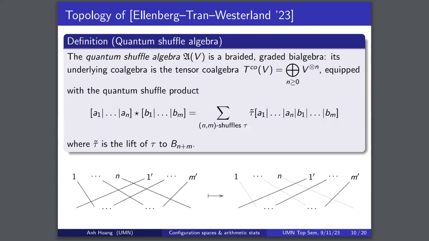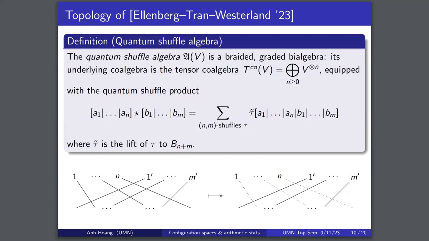Okay. Now, given this representation, we can also define an algebra called the quantum shuffle algebra. This is a braided graded bialgebra with the underlying coalgebra a tensor coalgebra. As vector spaces, it's just the direct sum of all of the tensor powers of V, and we're equipping this with a shuffle product. What this does is, first you have two things, and I'm using the bar complex notation here: [a_1|...|a_n] multiplied by [b_1|...|b_m]. What you do is first concatenate them together to get an element of V tensor n plus m, and then you're allowed to apply braid actions on that vector space.